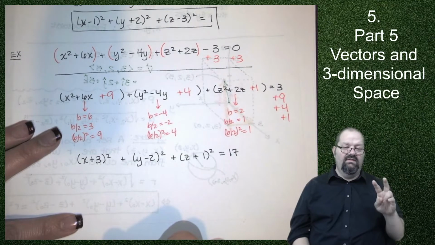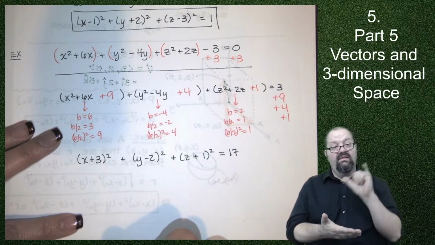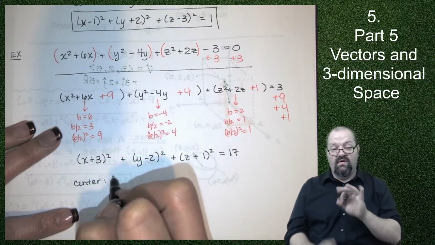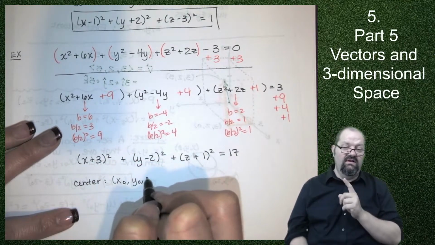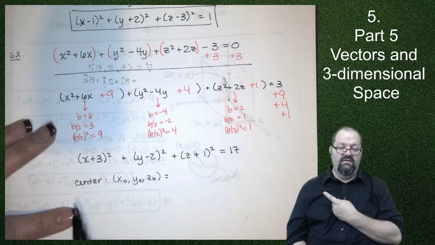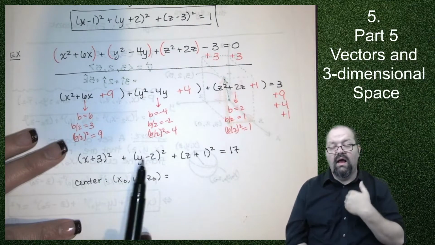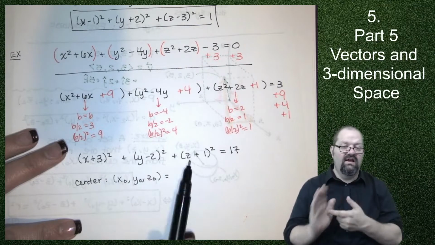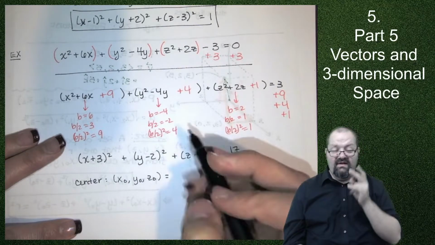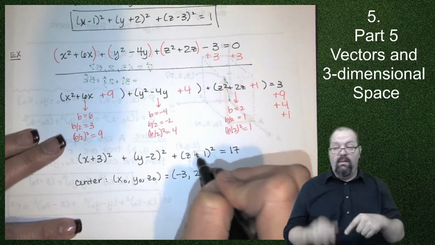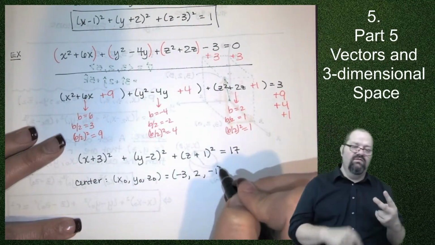All right. That's my sphere. It's in standard form now. The center of the sphere, given by x naught, y naught, z naught. And remember, you're going to take the opposite of whatever sign is there, whatever is visible. So if I see a +3, it's going to be a -3. When I see a -2, it's going to be a 2. When I see a +1, that's going to be a -1.